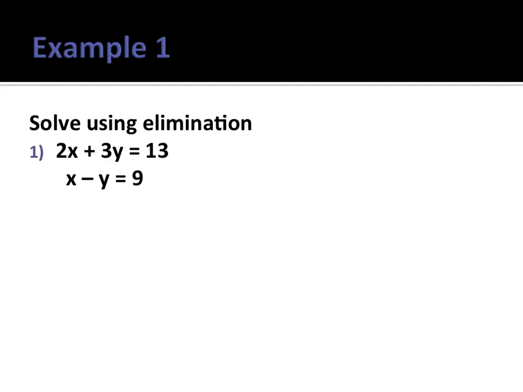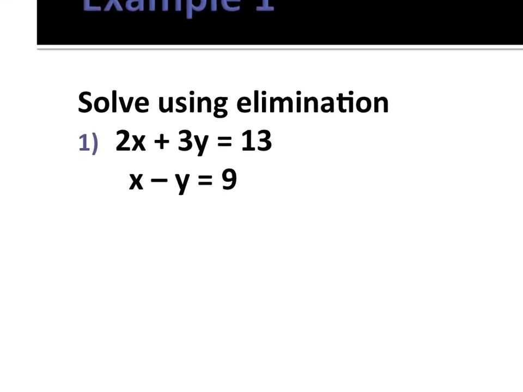All right, example 1. So solve using elimination. So you would look at this, your x's are in line, your y's are in line, your constants are in line. And then the question is, if I add this as it is, would one of my variables cancel out? Hopefully you realize it wouldn't, which means we have to alter this in some way.